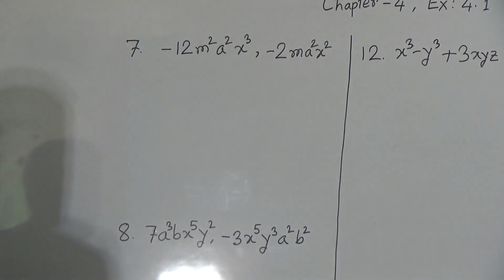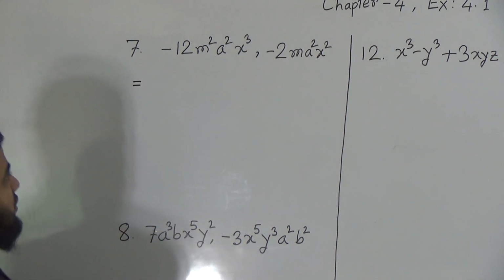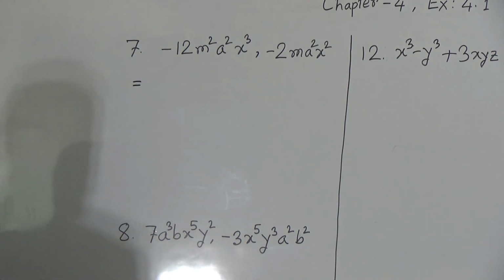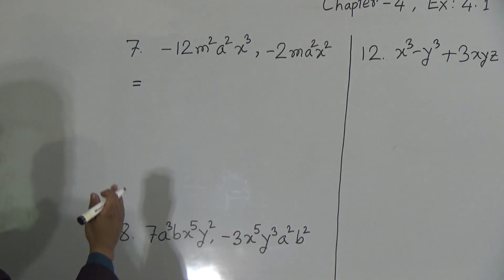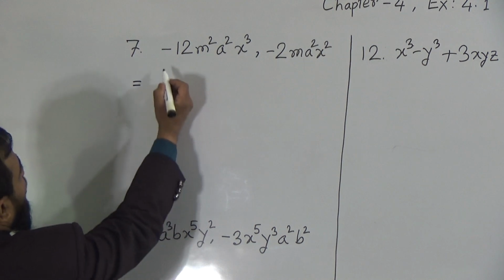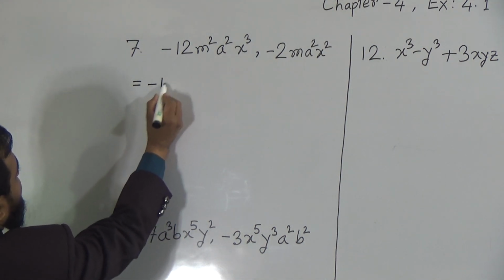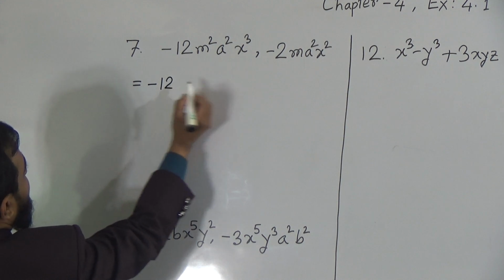Now, how to multiply? Look, it's very simple and very easy. The process of multiplication is we need to separate the numerals and separate the variables. The first expression's numeral is minus 12, so we separate minus 12 and multiply it with minus 2.